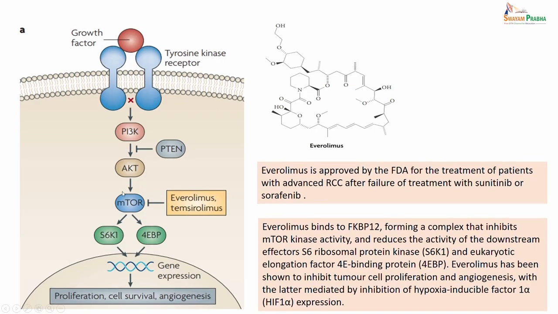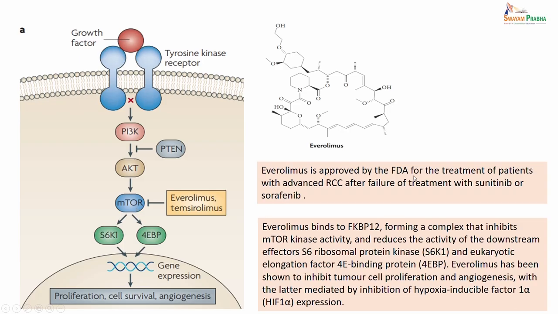Now, this is the pathway. It shows how this everolimus, and there is also another derivative which is called temsirolimus, both of them inhibit the mTOR. So, normally, you have the tyrosine kinase receptor and the growth factor. When this growth factor binds to the growth factor receptor, this leads to the induction of the phosphatidylinositol 3 kinase and the AKT pathway and the mTOR, and the downstream molecules are S6K1 and the 4EBP. These in turn can enter into the nucleus and modulate the gene expression, leading to proliferation, cell survival and angiogenesis. And this everolimus is able to inhibit the mTOR in this pathway. So, therefore, the pathway can get shut down at this point.